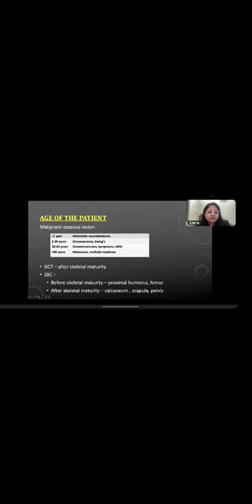Simple bone cyst before skeletal maturity is more common in the proximal humerus and femur. And after skeletal maturity, calcaneum, scapula, pelvis, that means all membranous bones, can have SBC if there is a lytic lesion. Now, the bone which is affected, whether it is spine or long bone, is very important when we go into the list of differential diagnosis.